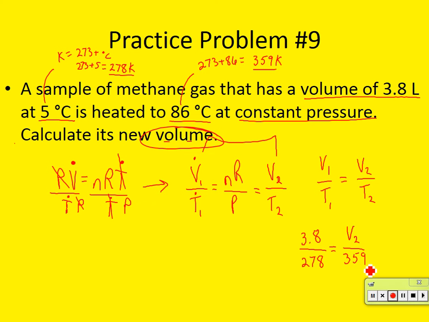Okay, what would you guys do to get V2 by itself? You would multiply. Let's times 359 both sides. Okay? Over here, why do we times? Well, because now it cancels out. So V2, let's calculate it real fast. 359 times 3.8, and then divide that by 278.